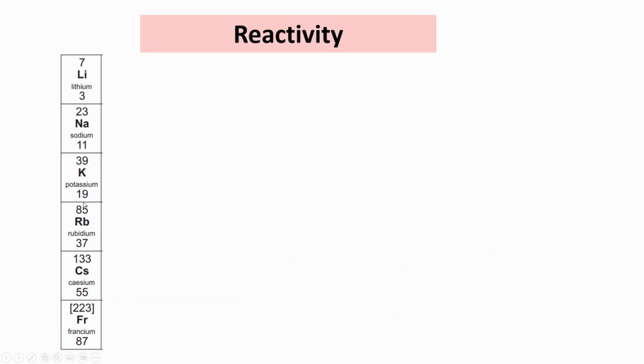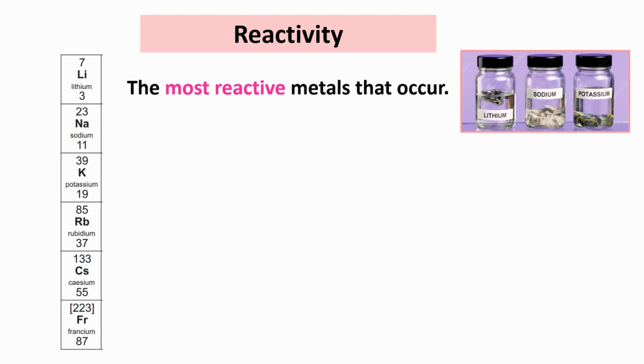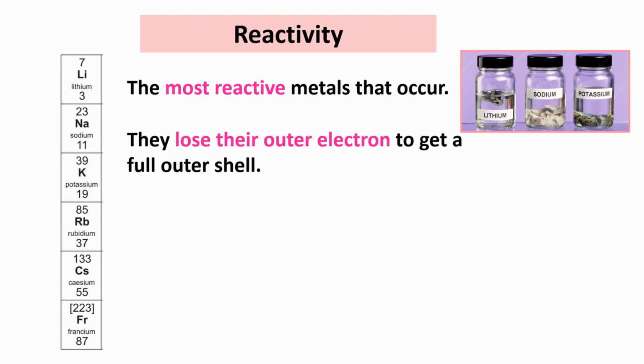So these group 1 elements, the alkali metals, are the most reactive metals that occur. Depending on how reactive they are, they can spontaneously ignite and burst into flames just in oxygen in the air. They also react vigorously with water, and they can ignite and burst into flames. So these alkali metals are actually stored in oil. Now the reason why they're so reactive is because, remember they're in group 1, so they have one electron in their outer shell. So what they do is they get rid of their one electron in their outer shell. And because it's so easy for them to get rid of that electron, it makes them very reactive.